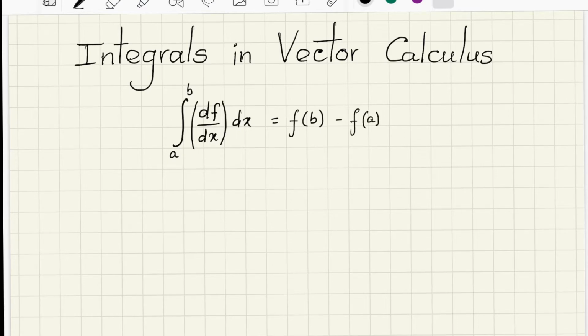In geometrical terms, if I have a function f as a function of x, some arbitrary function, then what I do in integration is, at each point I find out the slope, and then I sum up the slopes. If this point is A and this point is B, then if I sum up the slopes, the result would be only dependent on the function's value at the edge or the boundary.